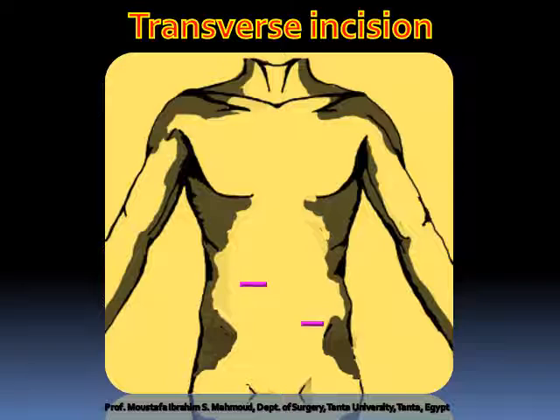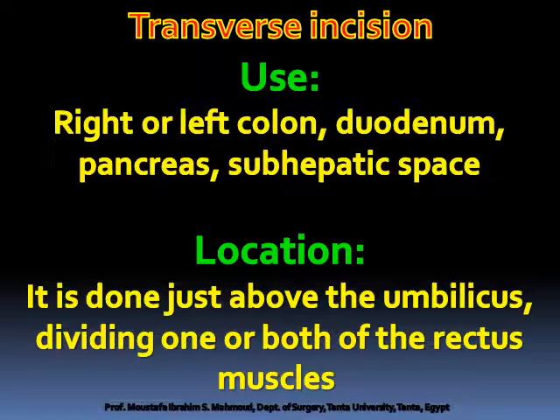Transverse incisions. The use of the transverse incisions, right or left: colon, duodenum, pancreas, subhepatic space. The location: it is done just above the umbilicus, dividing one or both of the rectus muscles.